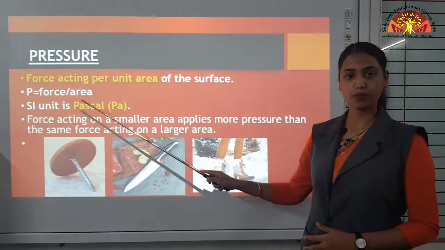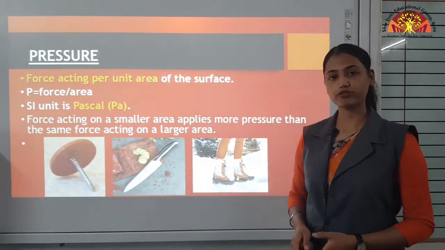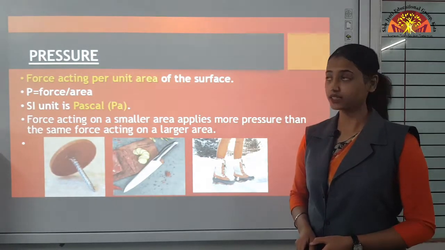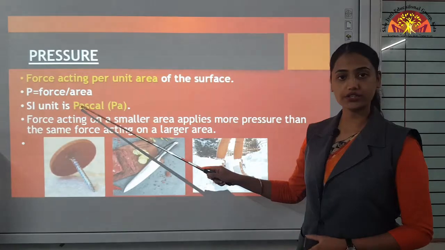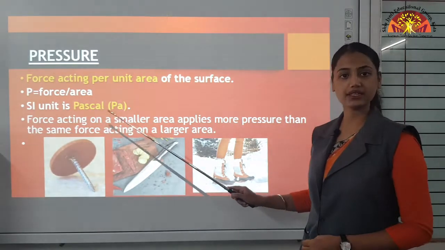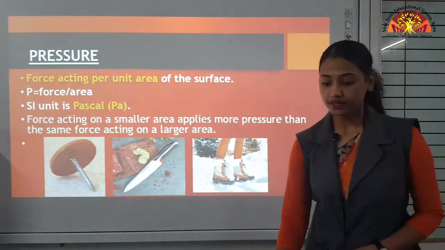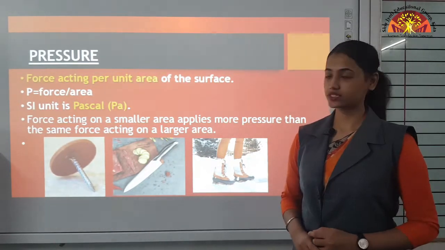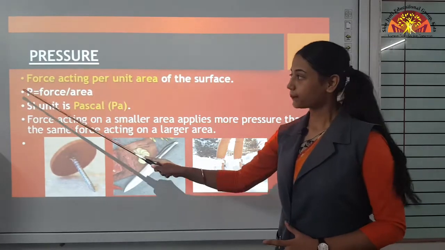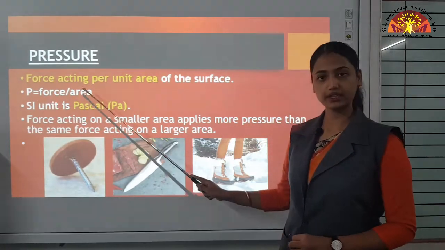The SI unit is Pascal. What was the SI unit of force? It was Newton, represented by the symbol N. Here the unit of pressure is Pascal, and it is represented by Pa, capital P and small a. Now the important fact to be noticed here, just look at this formula: P is equal to F upon A.